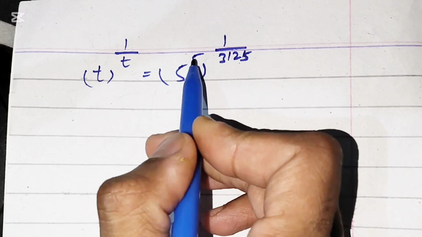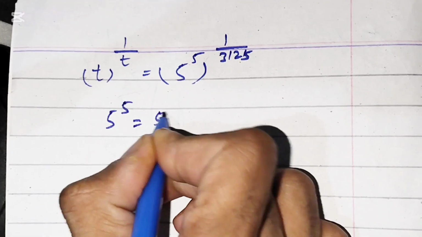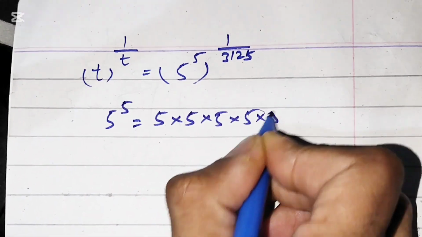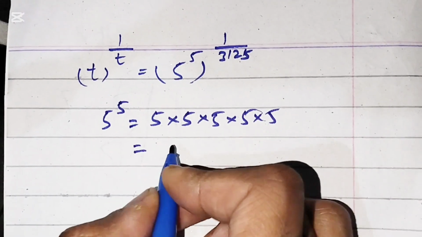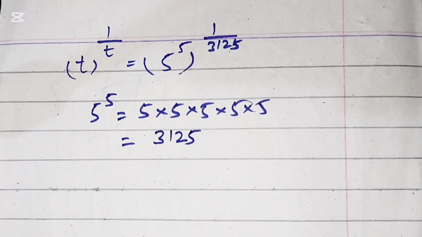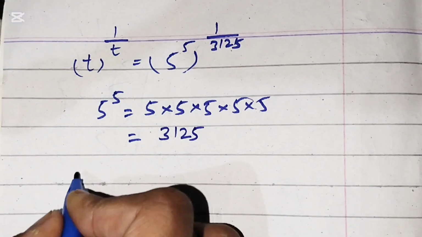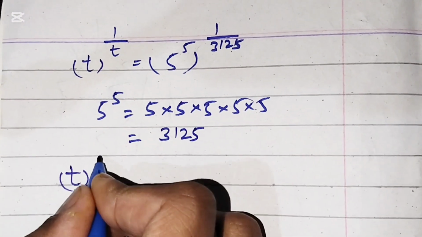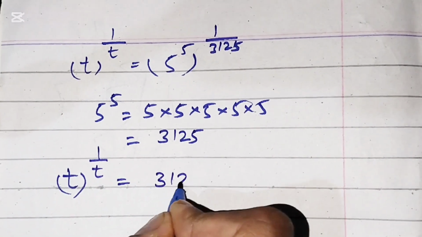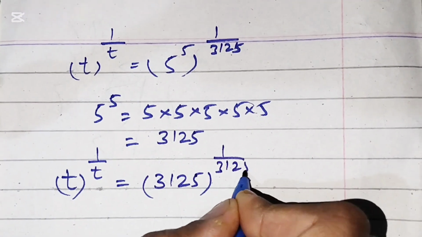Now what is 5 power 5? 5 power 5 is 5 times 5 times 5 times 5 times 5. It will be equal to 3125. So we'll put this value of 5 power 5 in the above equation. It will become t power 1 over t equals 3125 whole power 1 over 3125.